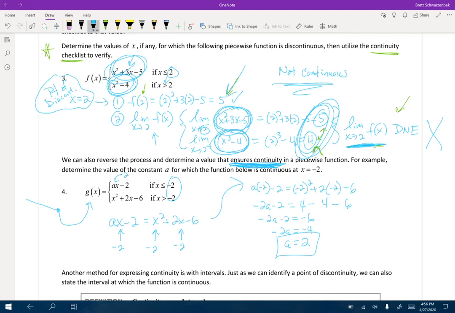So, for example, if I change this number right here, this a, to let's say 3, then what would happen? You would get something that looks like the line starts, not equal to, and then this would be an open circle and it would continue again. So in order to ensure continuity, this is the process that we must take in our problems.